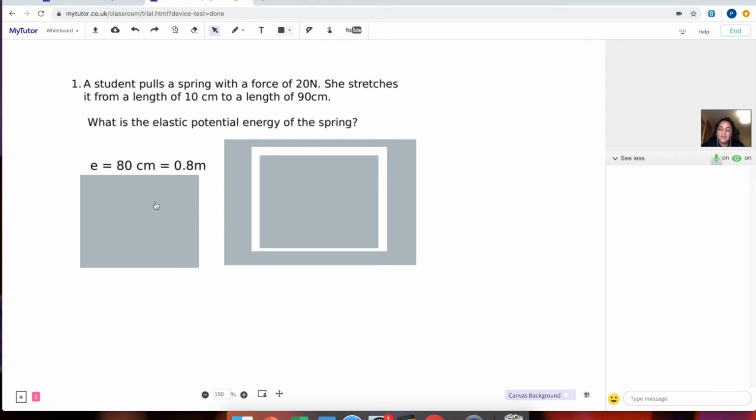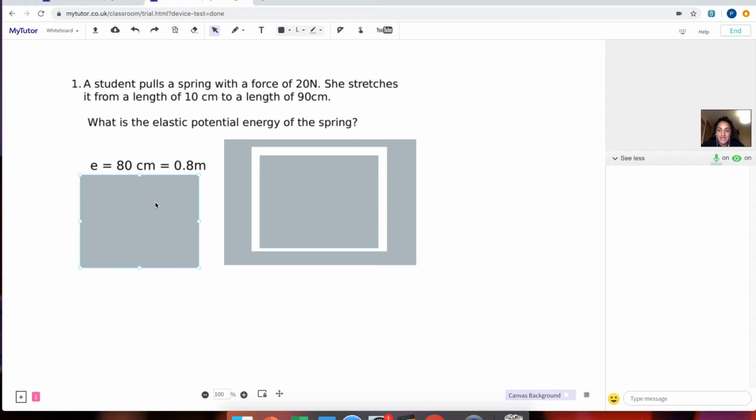The first step is to find the extension, E. We are told that the student stretches the spring from 10 centimetres to 90 centimetres, which means she extends it by a length of 80 centimetres. We convert this into metres because we always work with metres when we're dealing with distances, and we get 80 centimetres equals 0.8 metres.